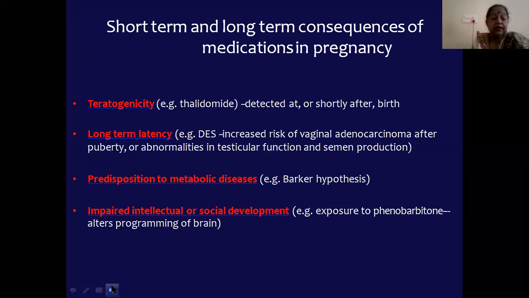If you see the predisposition to metabolic diseases, we know about Barker's hypothesis, where we also see the consequences of these medications and altered in utero environment. Impaired intellectual and social development is also one of the examples. If you see the exposure to phenobarbital, it alters the programming of the brain.